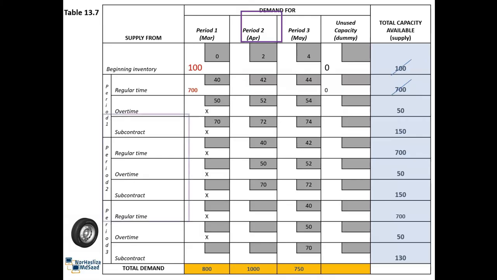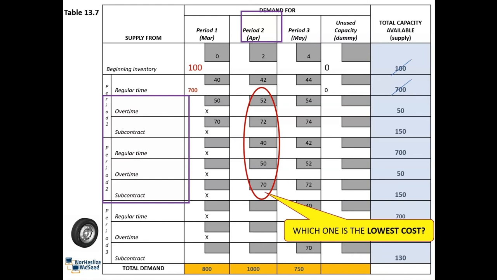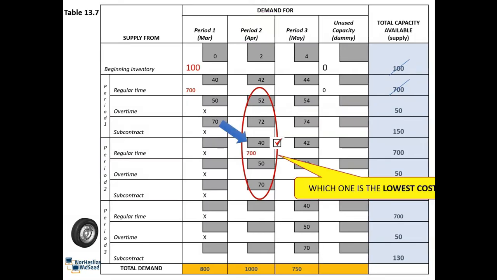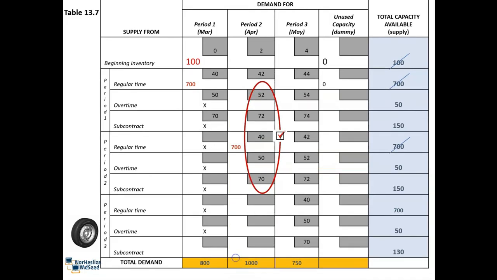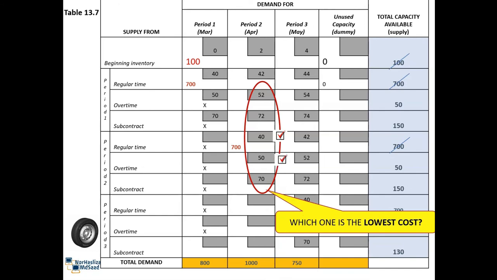Now we go to the next period, with the remaining period 1 and period 2. Within this, we try to find which one is the lowest cost to meet the total demand of 1000 for period 2. It is 40 and it has the total capacity available of 700. And it's still not enough for 1000. We try to find another lowest cost, which is 50, and it has total capacity available of 50. Now we total up and try to match with the total demand requirement, 1000. It's still not enough.